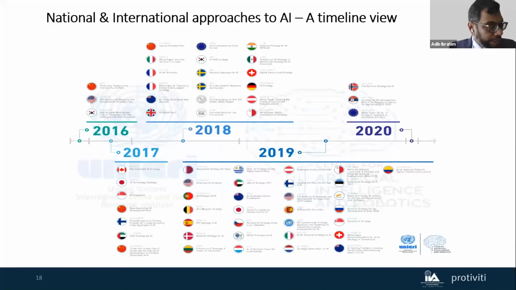If you can actually see, in 2016, probably there were three citations of artificial intelligence at the national and international level. In 2017, that went up to 7. In 2018, that went up to 18, and 2019, about 29, including at the OECD level, we have the OECD principles on artificial intelligence. We have the United Nations system-wide strategic approach and roadmap for supporting capacity development in AI.